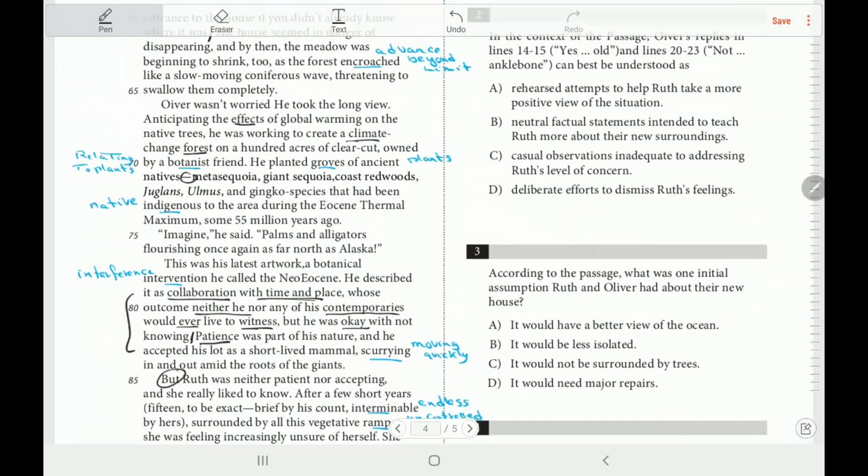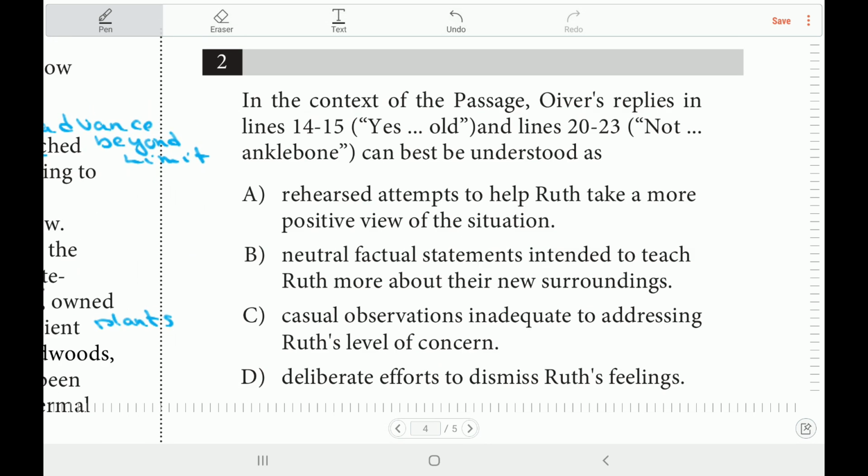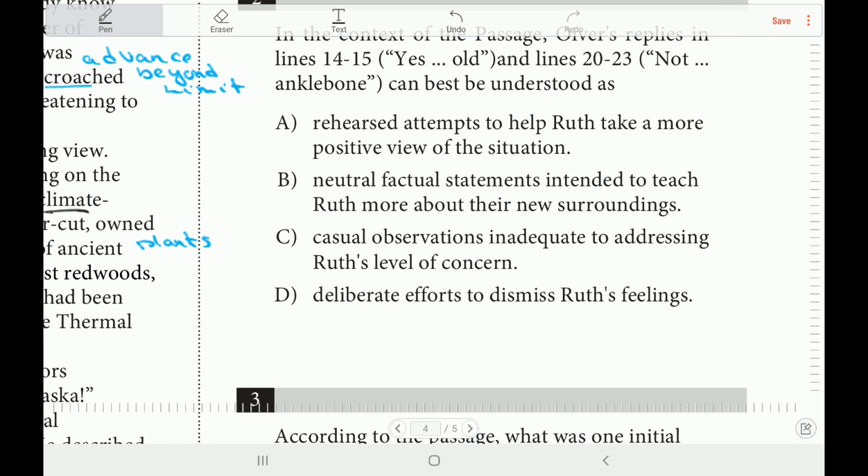Okay. Next question. In the context of the passage, Oliver's replies in line 14 and 15, and line 20 to 23, can best be understood as rehearsed attempts to help Ruth take a more positive view of the situation. Rehearsed, like practiced attempts, tried that before. Neutral factual statement intended to teach Ruth more about their new surroundings. Casual observation, inadequate. Inadequate means not enough. Okay. To addressing Ruth's level of concern, deliberate efforts to dismiss Ruth's feelings.